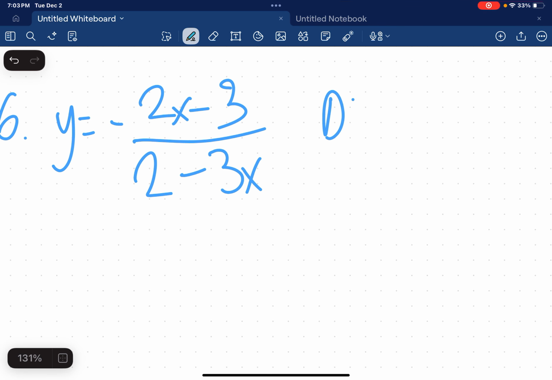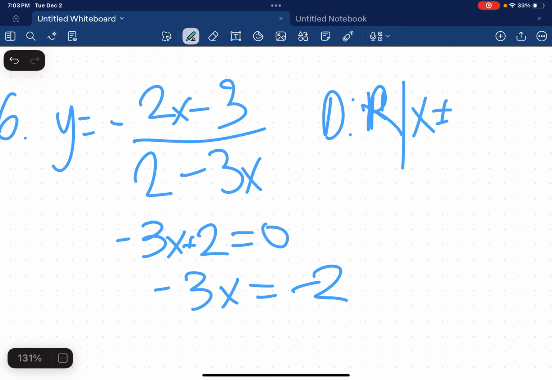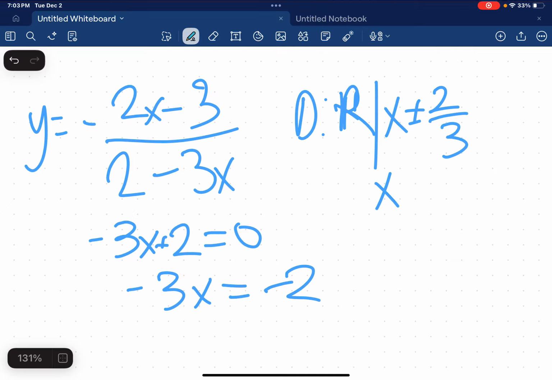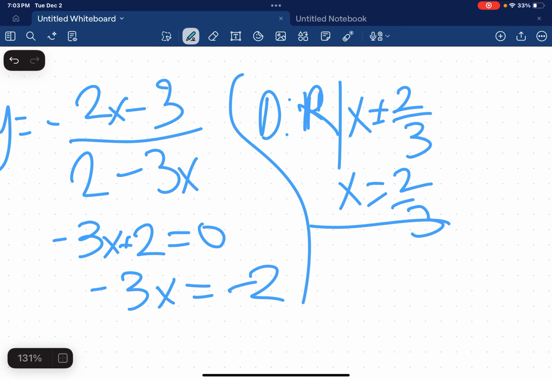Y is going to be equal to -2x minus 3 divided by 2 minus 3x. Okay, once again, domain is equal to all real numbers such that x does not equal, and setting up an equation here, get -3x plus 2 is equal to 0. Why is the handwriting just getting worse? -3x is equal to -2. X does not equal 2 over 3. And our asymptote equation is going to be x equals 2 over 3. I know that seems counterintuitive, but remember this is the asymptote.